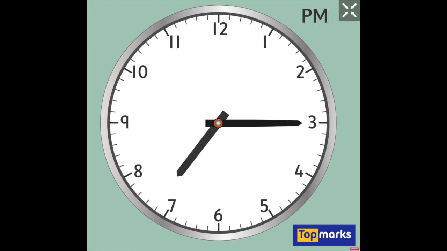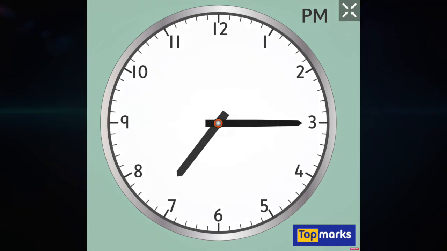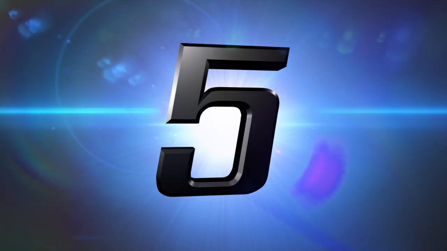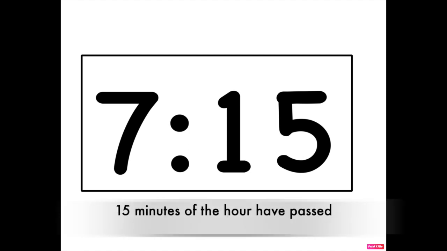Now guess how you might write that in digital form. When it is 1/4 time, how many minutes of the hour have passed? Go. And this is the answer. 7:15. Did you get it right? Well done. 7 followed by 2 dots, followed by the number 15, because when it is 1/4 time, that means 15 minutes of the hour have passed.